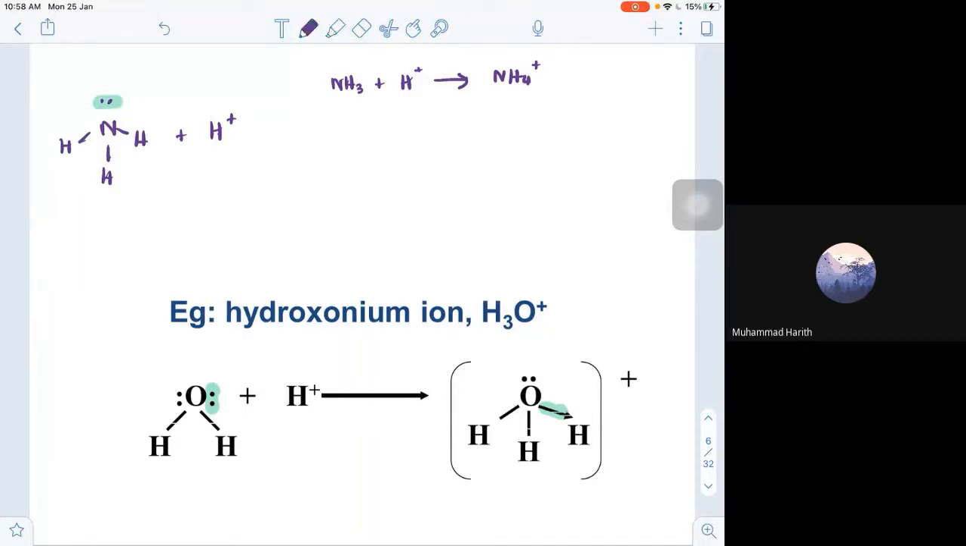So that it will form the ammonium ion, with 3 hydrogens. This is the initial one and then the 4th hydrogen. Since we are learning the dative bond, we have to show which one is the dative bond, and this is the dative bond. We have to label it.